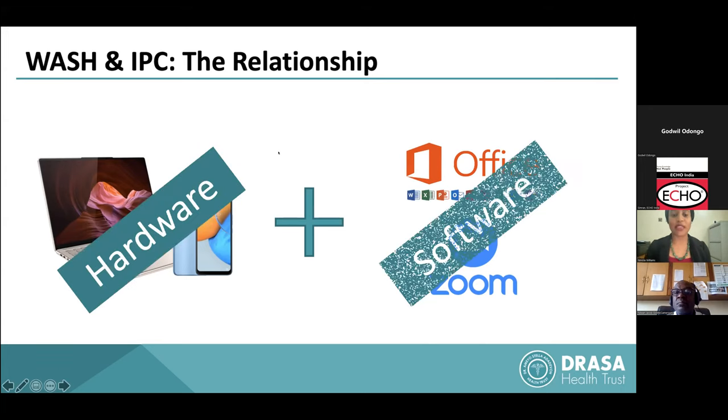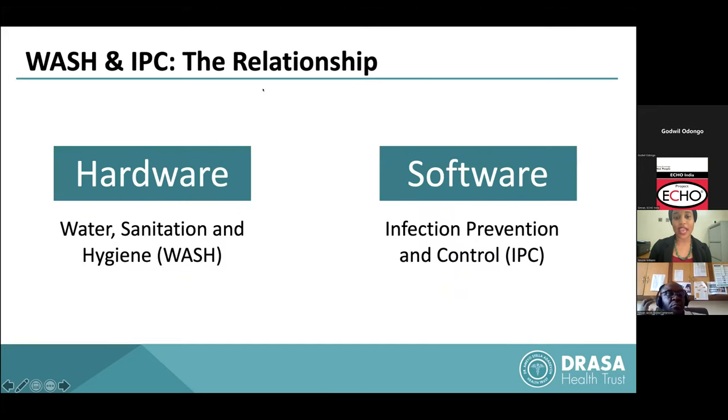And so you can categorize them like this. You can say that the software is the Zoom and the office, and the hardware is this phone and the laptop. And the reason is that the hardware is the physical device. You can hold it, you can touch it. You can't touch Zoom. Zoom is a coded thing. It lives on a device. You can only access Zoom if it is on top of something, if it is inside a laptop or inside a phone. So you have hardware and you have software. And that is the concept we're going to use today to understand IPC and WASH. When it comes to IPC and WASH, WASH is the hardware and IPC is the software. And I'm going to explain what I mean by that.